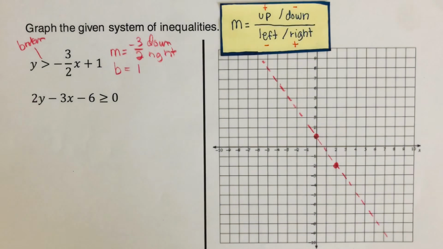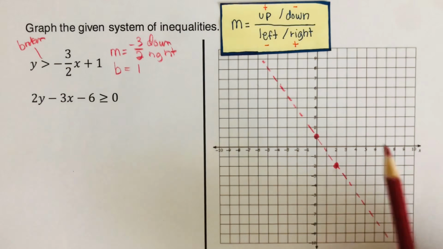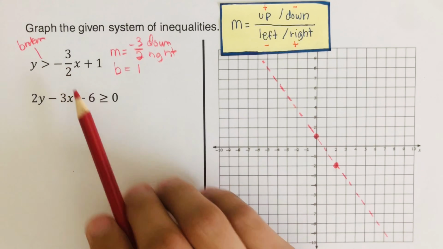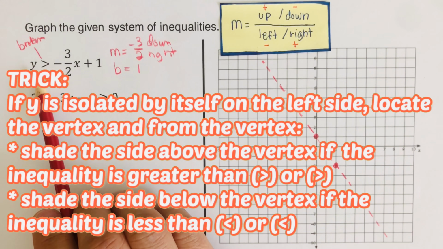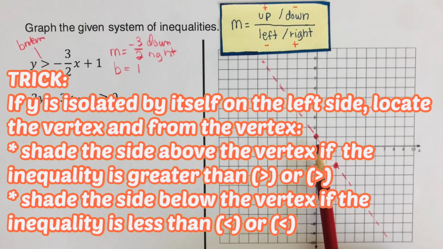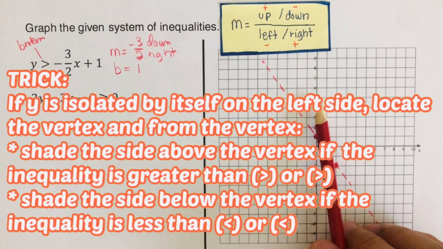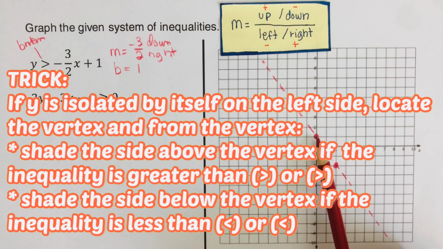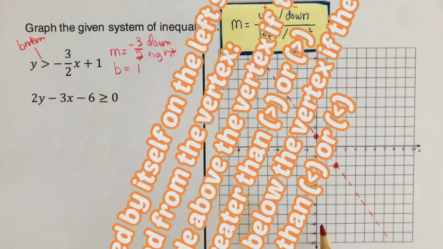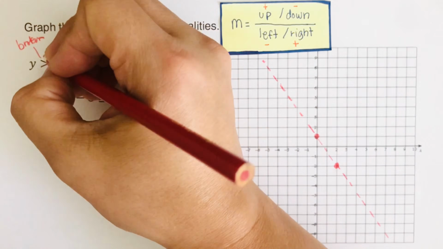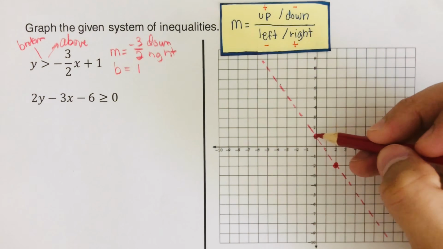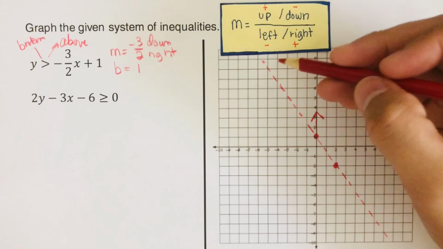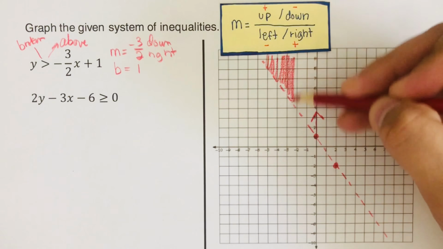Okay, so now we shade the portion that is a solution to this inequality. Remember, the trick is: if y is isolated by itself on the left side, locate the vertex, or the y-intercept, and shade above the vertex if it's greater than or equal to. Shade below the vertex if it's less than or equal to. Since this is greater than, we're going to shade above the vertex. So we're going to shade above this point. All right here would be the solution.